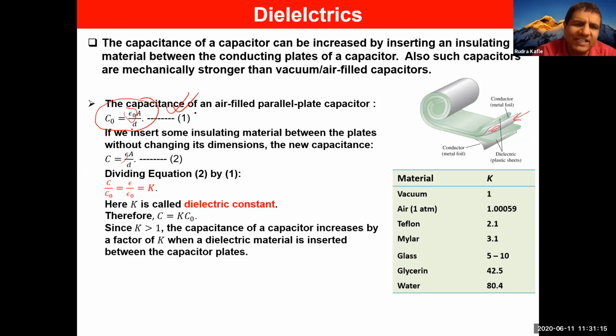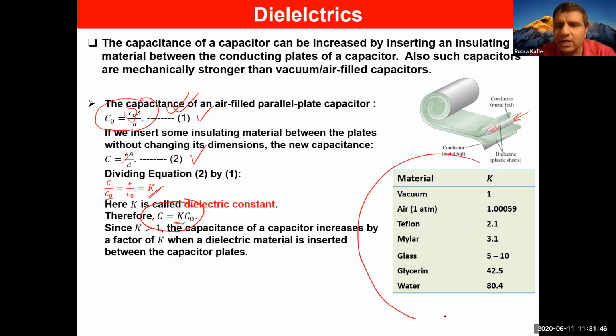So once you divide equation 1 by equation 2, you get the ratio of the capacitance of the capacitor with dielectric divided by without dielectric. So once you take that ratio, you will get a constant quantity called dielectric constant for that material. So if you simplify, you see that the capacitance of a capacitor, when you put the dielectric material, is boosted up. It increases by a factor of K, called the dielectric constant.